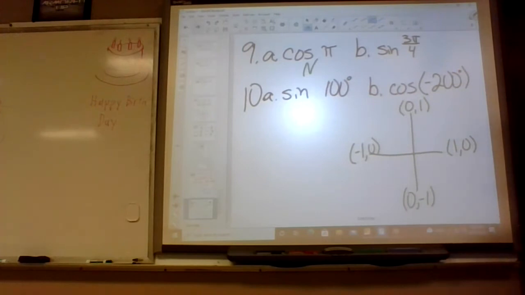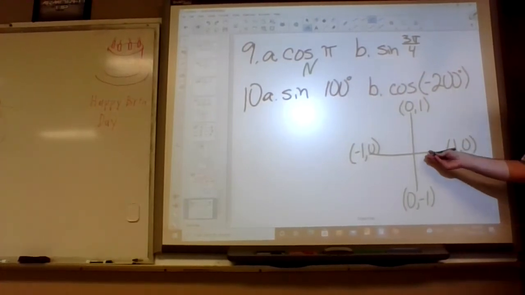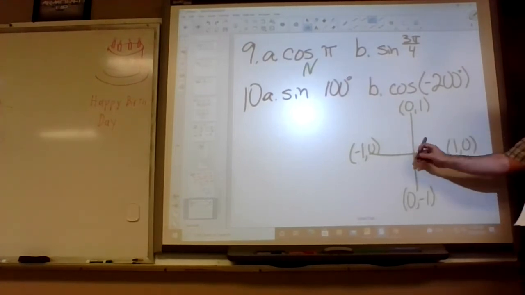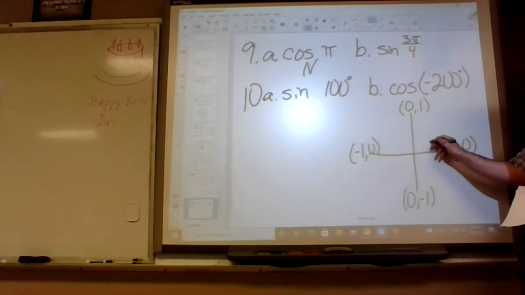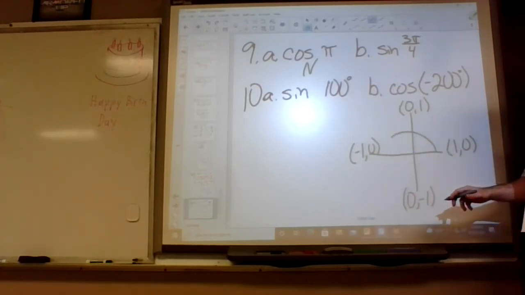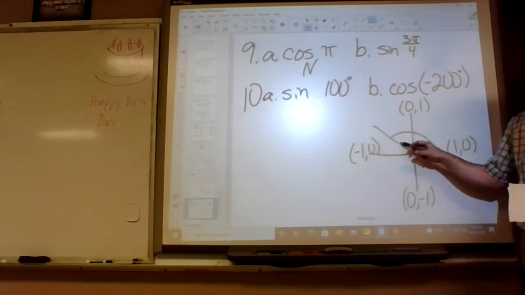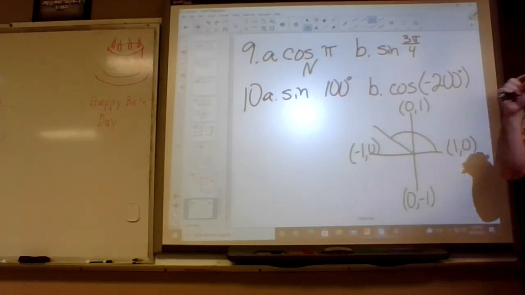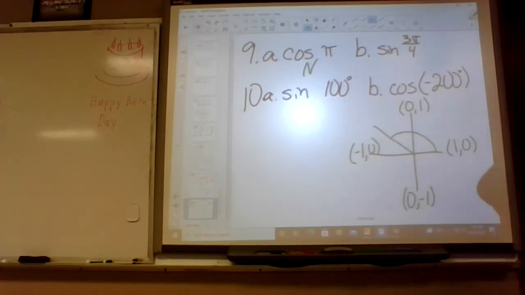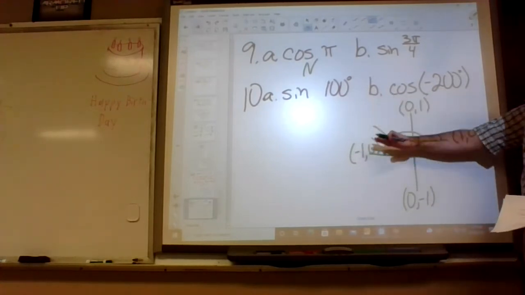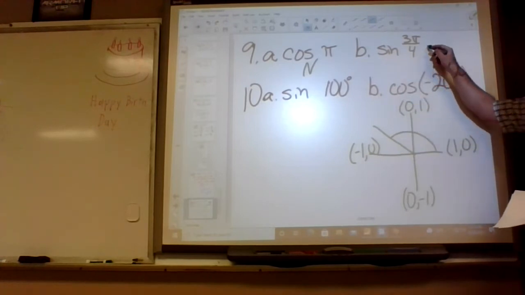Sine of 3/4 pi. Is sine positive or negative? So pi is right here, right? So 3/4 pi would be about right there. Is sine positive or negative in the second quadrant? Positive. Remember, because it's based on the y value, so sine is positive up here and negative down here. So this would be positive.